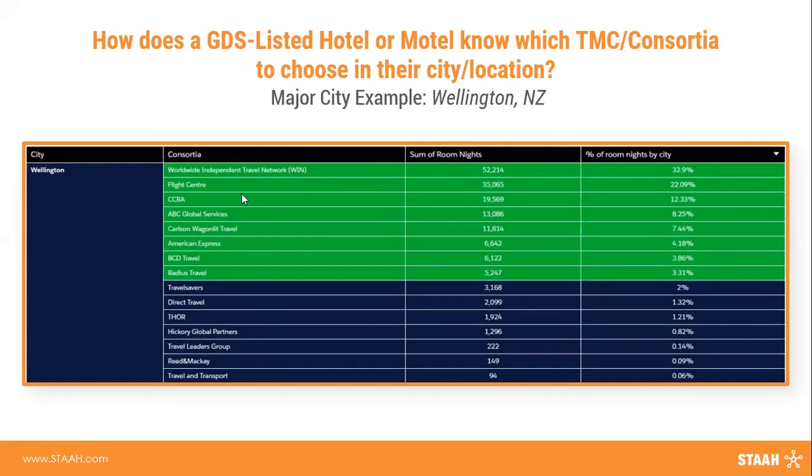Excuse me, the Flight Centre Group, CCRA, an American company, ABC Global Services, Carlson Wagonlit, American Express. You can see, so which ones would you be looking to join? We can provide information to you, but if you are in an Australian or New Zealand hotel, you would really be very well advised to consider becoming a member of the Flight Centre Preferred Program.